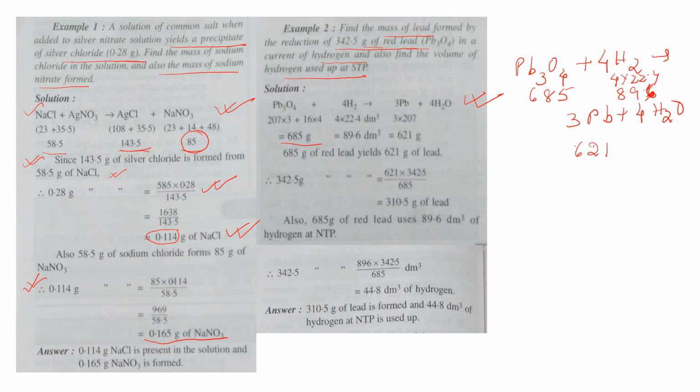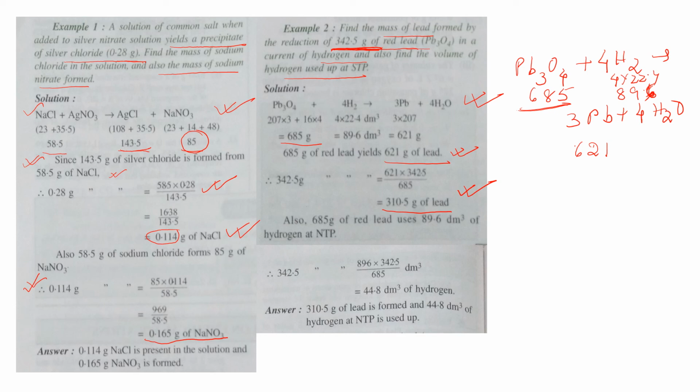Now from here I have to find out the mass of lead formed, and how much red lead I am using, 342.5 gram. This is the information given. So I can use from here: 685 gram of lead oxide, that is red lead, Pb3O4, yields 621 gram of lead. So 342.5 gram of red lead, that is Pb3O4, is yielding how much lead? That is 310.5, unitary method.